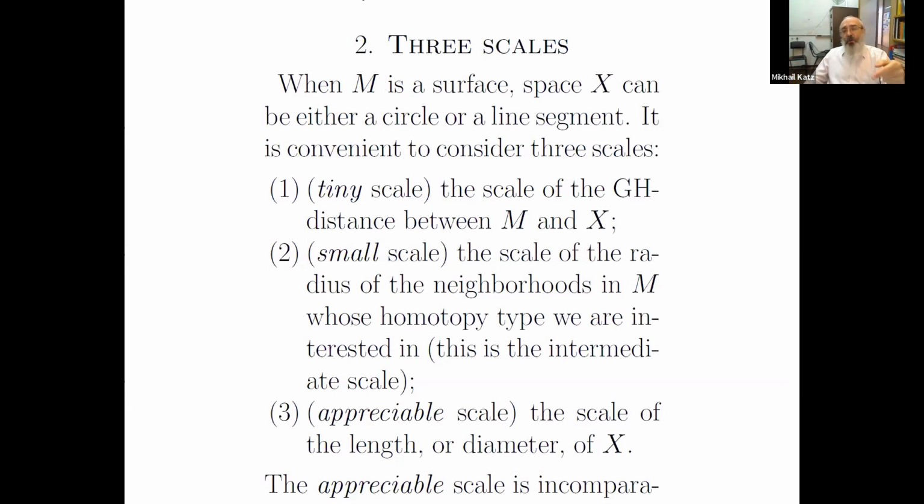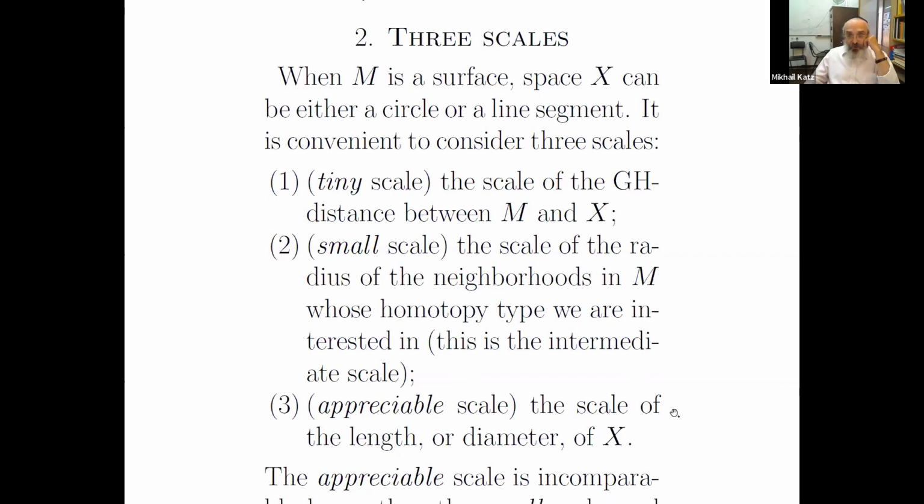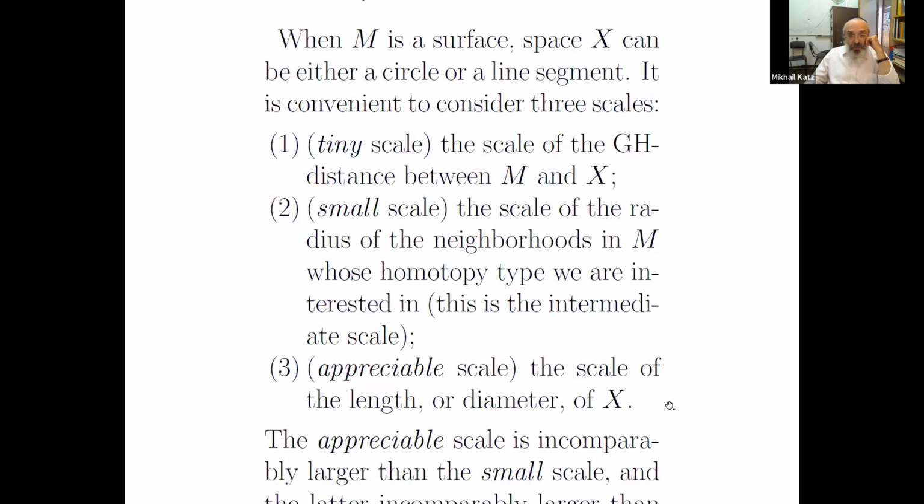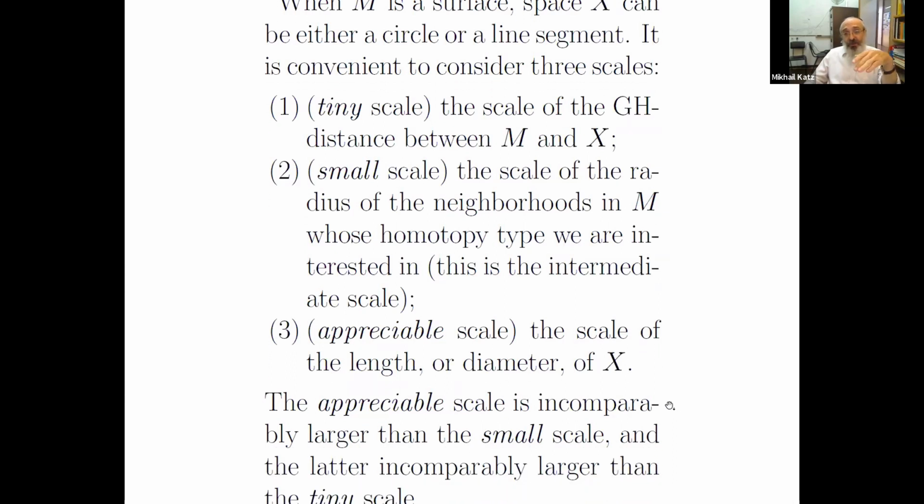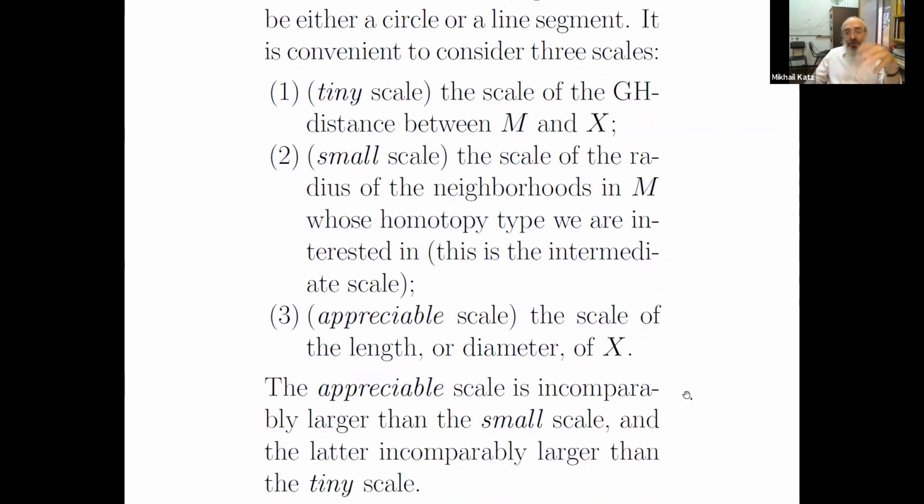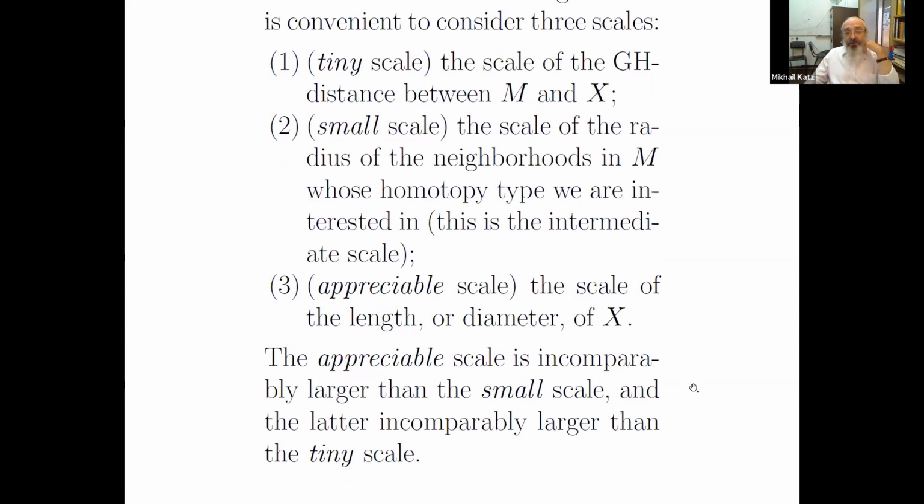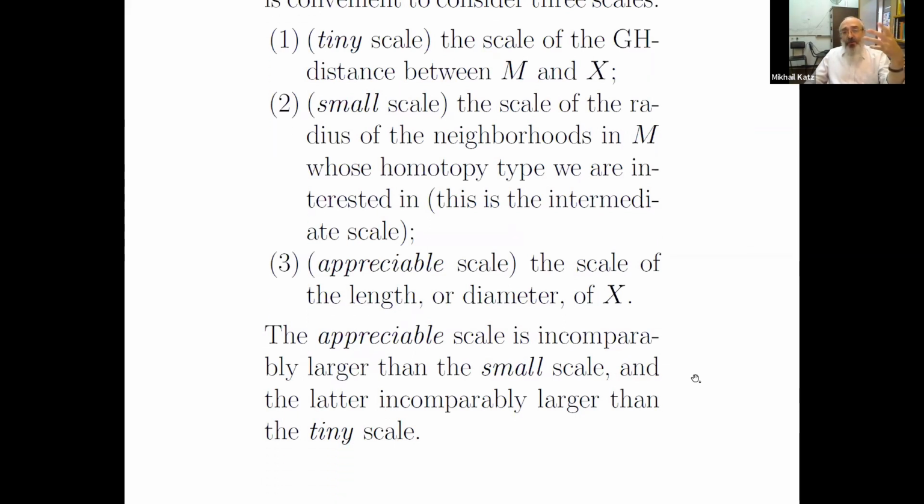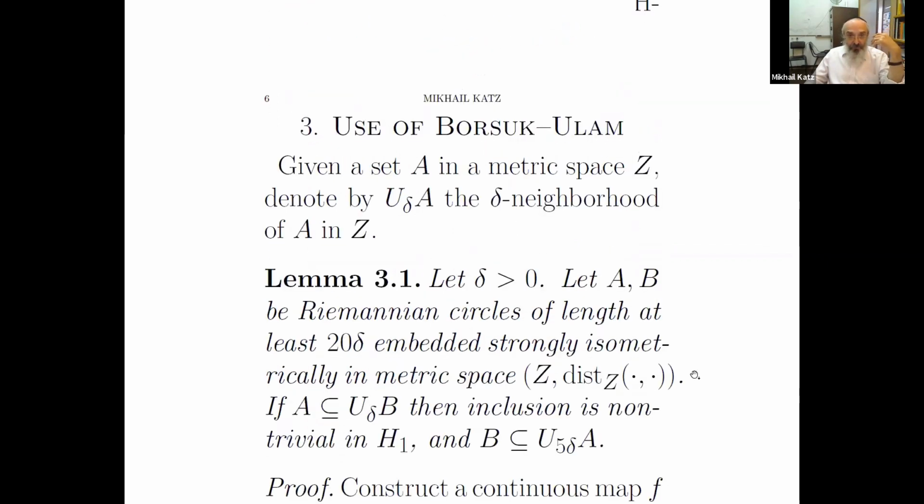We don't want to fix it to be 1 because we want to work with the curvature normalization bigger or equal to -1. So the appreciable scale is just an ordinary scale. And the appreciable scale is incomparably larger than the small scale, and the small scale is incomparably larger than the tiny scale. So these are the three scales. It's just convenient language to express what's going on here.